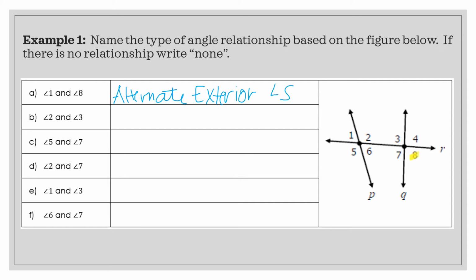All right, let's look at the next pair. We've got angle 2 and angle 3. Those ones are on the inside and they're on the same side of the transversal. So this would be same side or consecutive interior angles.